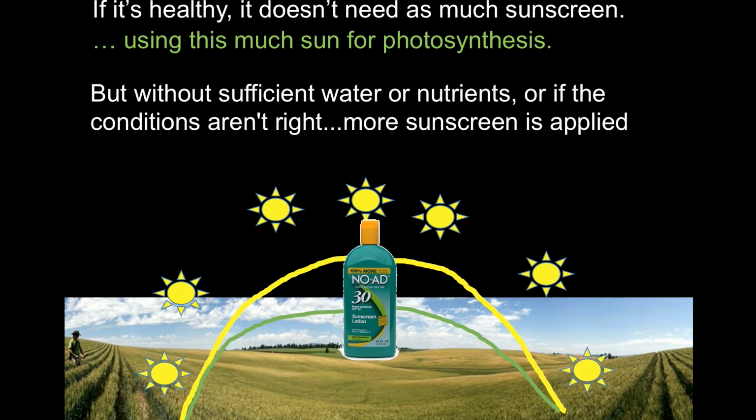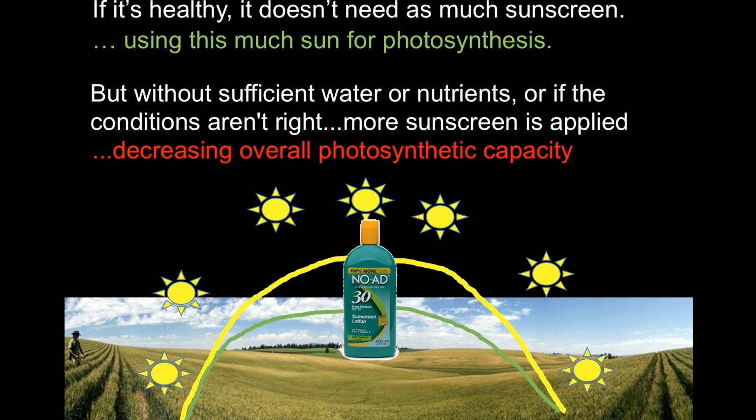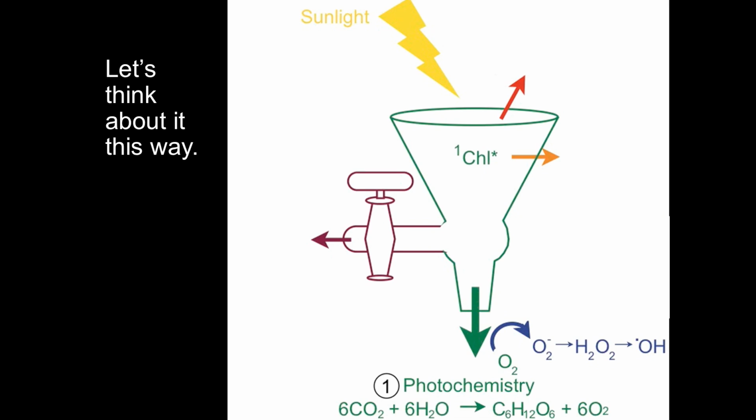But without sufficient water or nutrients, or if the environmental conditions aren't right, more sunscreen is applied, decreasing the overall photosynthetic capacity represented by this red line. And that perhaps means that the plant has to apply 60 SPF. So let's think about it this way.